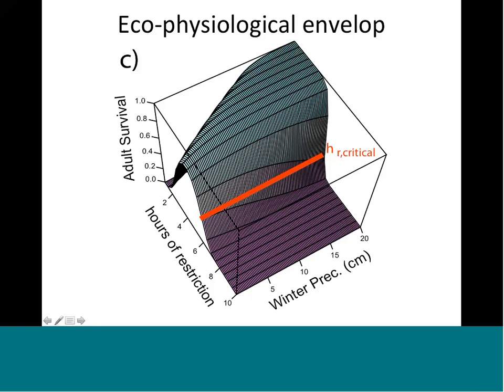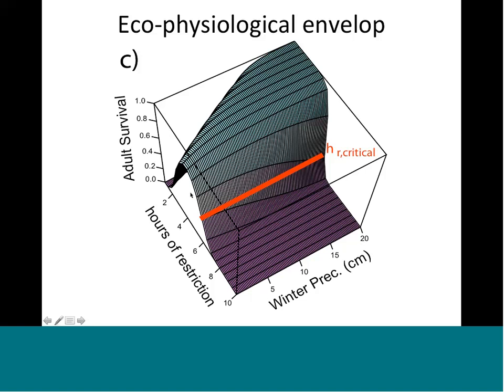Now what I show you in red would be the simple approach that we came up with in 2010. We said that above a critical limit, hours of restriction critical, we hypothesized that the demography of the tortoises would collapse. And this shows you that that hypothesis is actually correct. Our simple-minded approach in the 2010 paper essentially captures the cliff across which the desert tortoises plummet because it just gets too hot to survive.